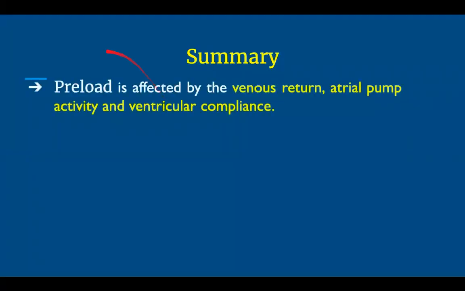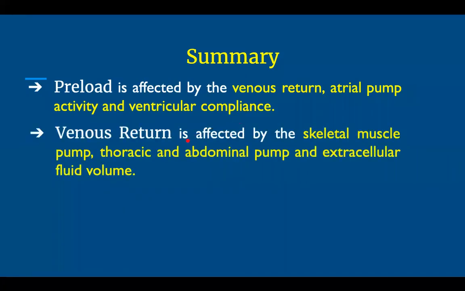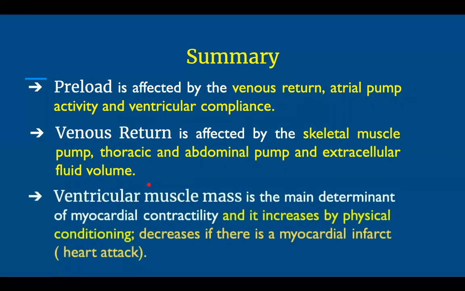So I'm summarizing: the preload is affected by the venous return, the atrial pump activity and ventricular compliance. The venous return in turn is affected by the skeletal muscle pump, thoracic and abdominal pump, and extracellular fluid volume. Please remember that the main determinant of myocardial contractility is ventricular muscle mass, and it increases by physical conditioning, and decreases if there is a myocardial infarct or a heart attack.